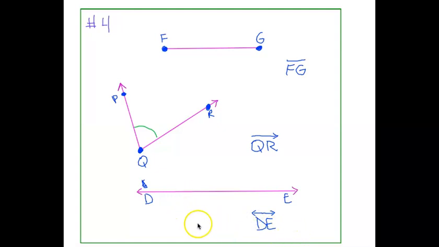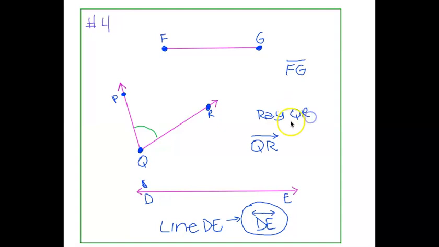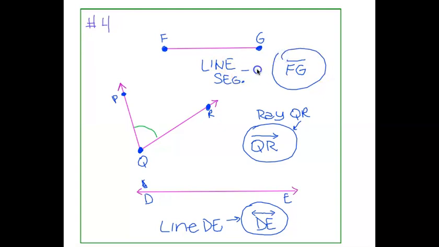So here we have line DE, and we write it like this. Here we have ray QR, but we write it like this. And here we have line segment FG. We're just going to abbreviate that, and we write it like that. Make sure you have all this done.